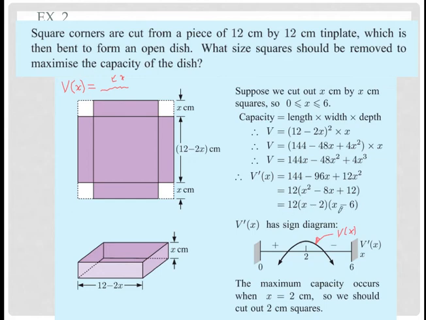All right. This is how useful derivatives can be in real life context. So the biggest volume would be formed by a square of 2 by 2 centimeters being cut out from this tin plate. All right, so that's it for this section.